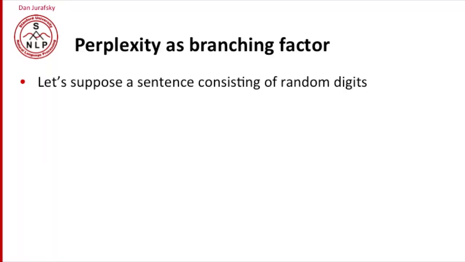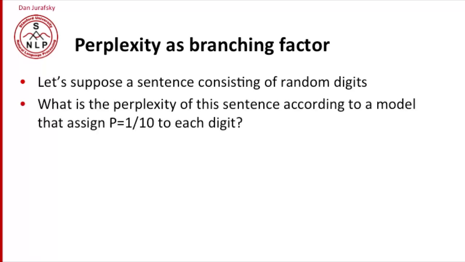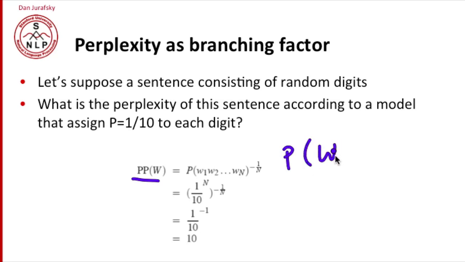So let's examine this new kind of perplexity, the weighted equivalent branching factor, and show that it's the same as this inverted normalized probability metric. So let's take a sentence consisting of random digits. What's the perplexity of this sentence according to a model that assigns equal probability to each digit? It doesn't matter how long it is. So we have a bunch of digits, digit 1, digit 2, through digit n.